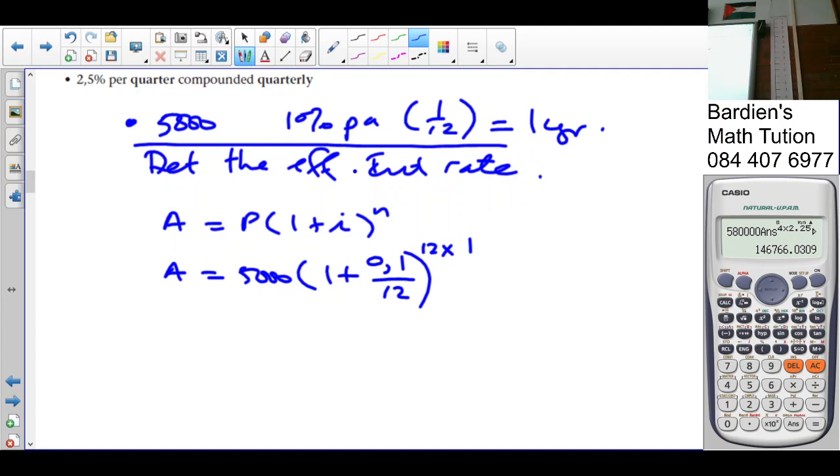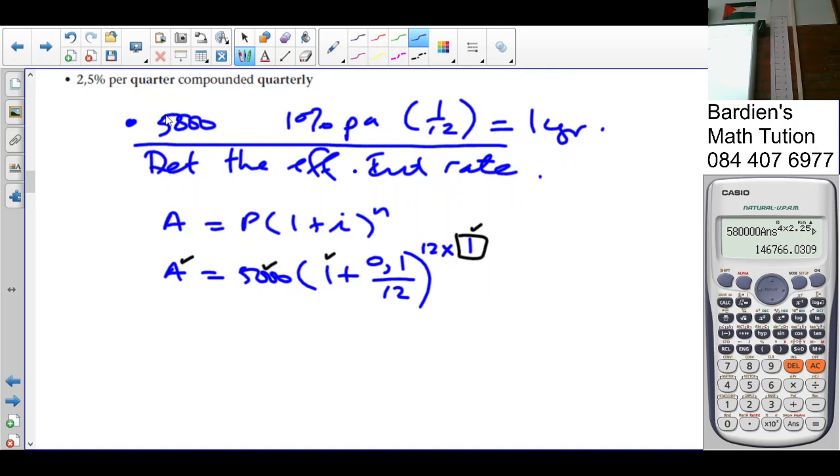So that will give whatever the return is. Then I would want to calculate the effective interest rate that will give you the same return. Which means the A value is going to remain the same, your P value is going to remain the same, and your time in years is going to remain the same. That 1 remains 1, not so?